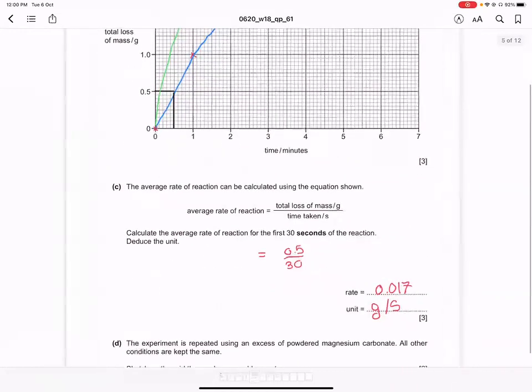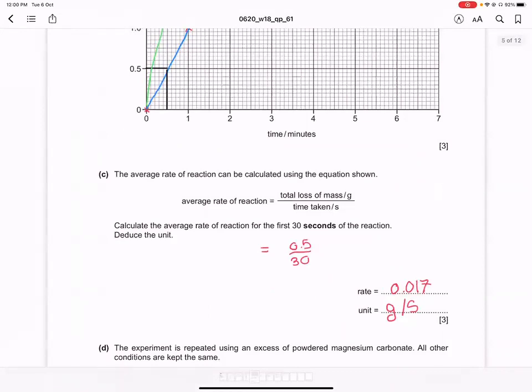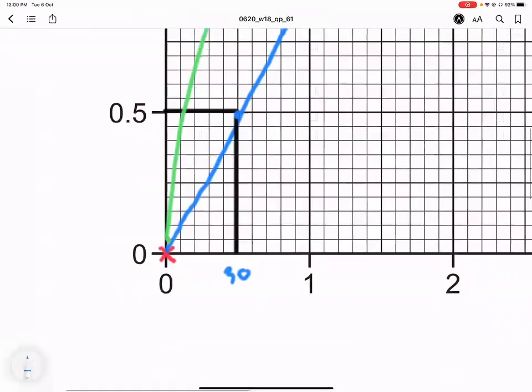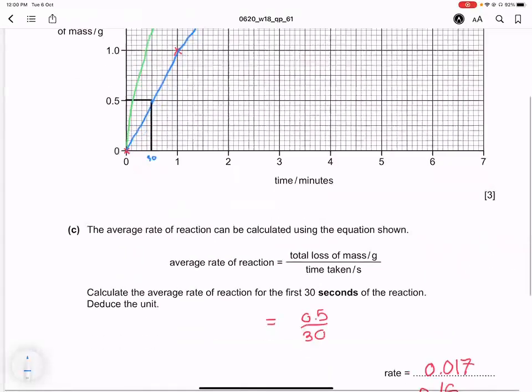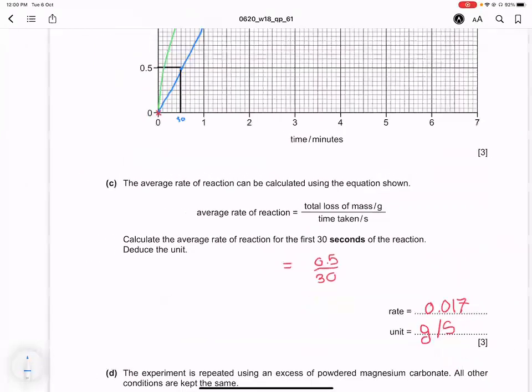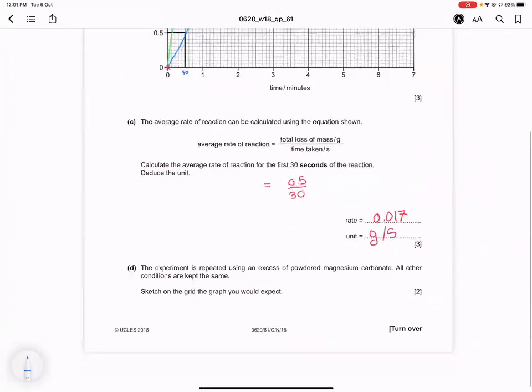Then he said the average rate of reaction can be calculated using the equation shown. The average rate is the total loss in mass over time taken, and he wants you to calculate the average rate for the first 30 seconds. You must do like this. He didn't ask to show your drawing on the diagram, but you will come at 30 seconds and hit the graph and read the reading. It will be 0.5 grams, 0.5 over 30, so the rate is 0.017 grams per second. Grams per second, that's the unit. It decreases by 0.017 grams each second.